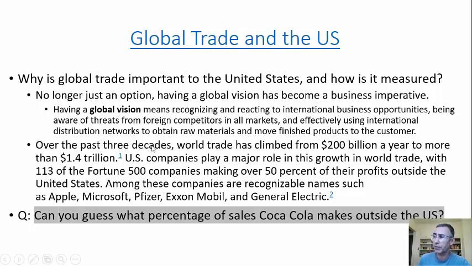Over the past 30 years, world trade has climbed from $200 billion a year to more than $1.4 trillion. US companies play a huge role in that, with 113 of the Fortune 500 making 50% of the profit outside the US. So just think about that for a second.